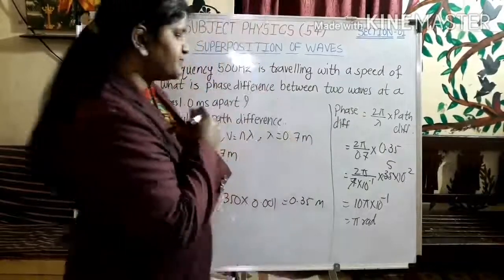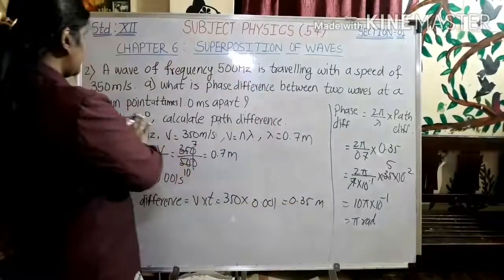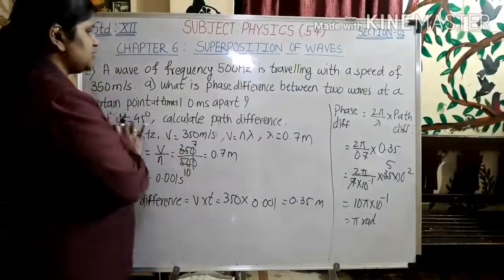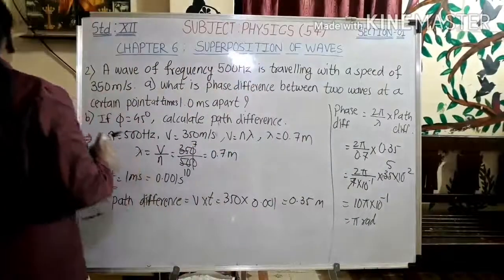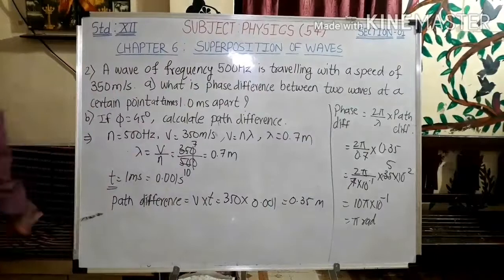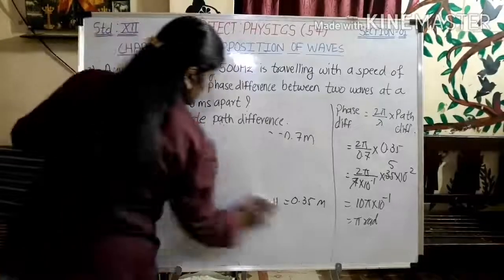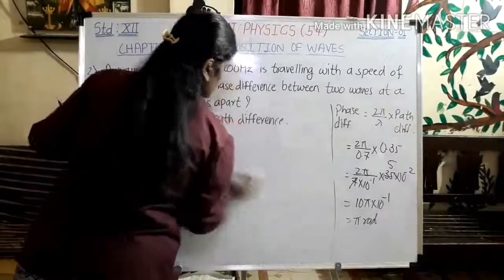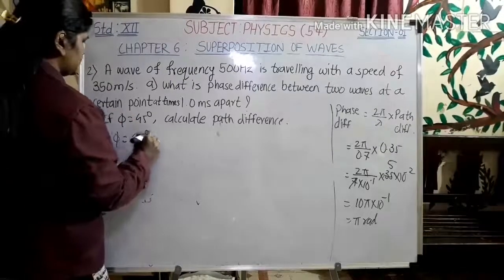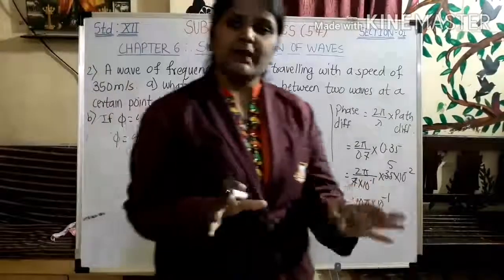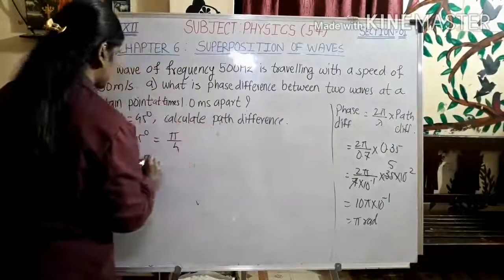Now what is the next one? I hope you got this, how we have calculated. The next one is, if the phase difference is 45 degrees, you are going to calculate the path difference. Inverse you are going to use. So let's do over here. We will write phase difference is 45 degrees. That means in terms of radian, it will be pi by 4. So I am going to find out the path difference.